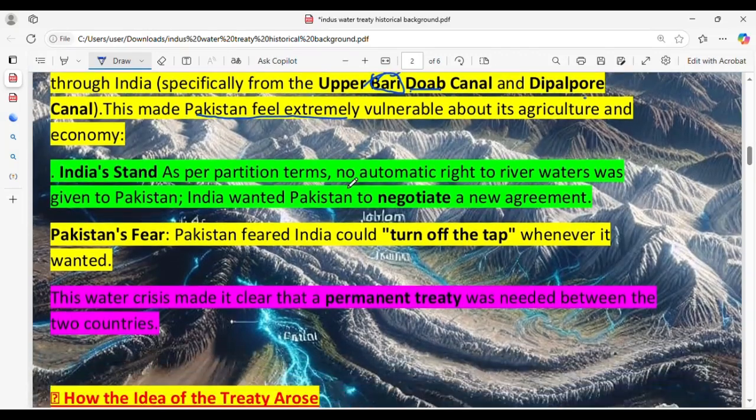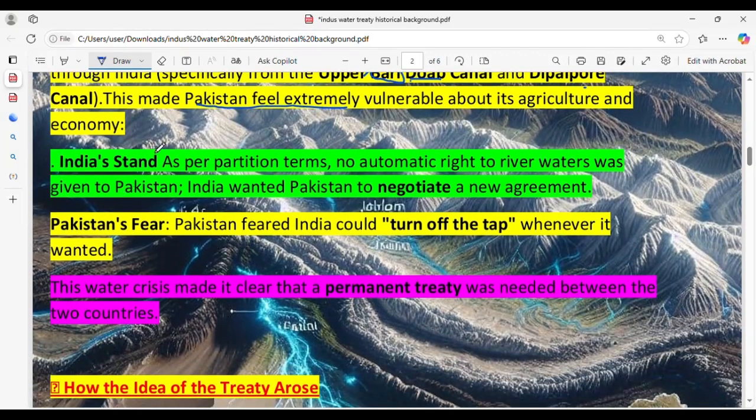So what was India's stand on this? As per the partition terms, no automatic right to river water was given to Pakistan, which is a very important point, which means the whole power was in the hands of India. India wanted Pakistan to negotiate a new agreement, because India was also trying to get some things done by Pakistan, and for that India was trying to make Pakistan negotiate. What was Pakistan's fear?